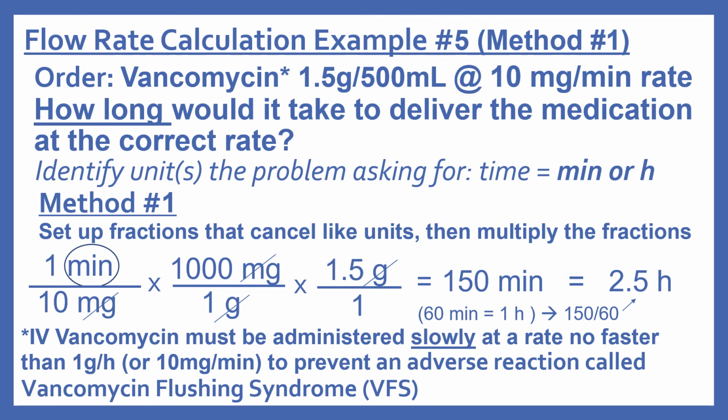And if we do the math, 1 times 1,000 times 1.5 is 1,500, divided by 10 times 1, that's 10. That gives us 150 minutes. And we know there are 60 minutes in an hour, so we can divide 150 by 60, and that will give us 2.5 hours.